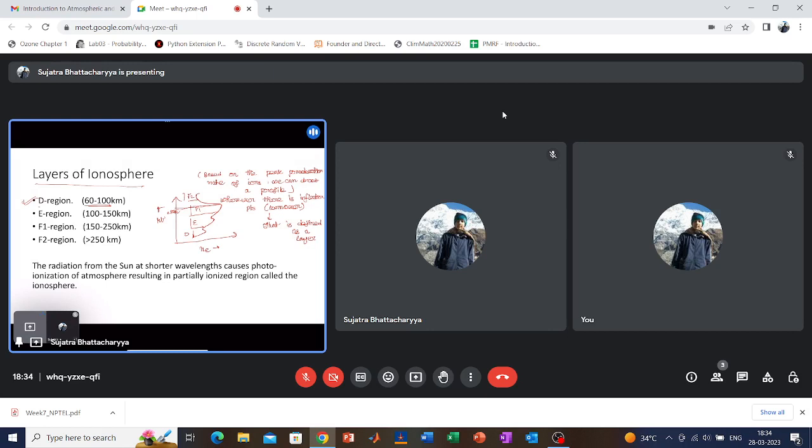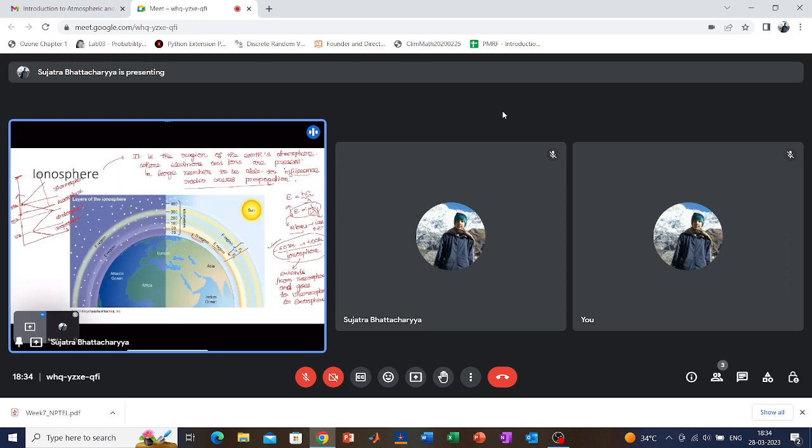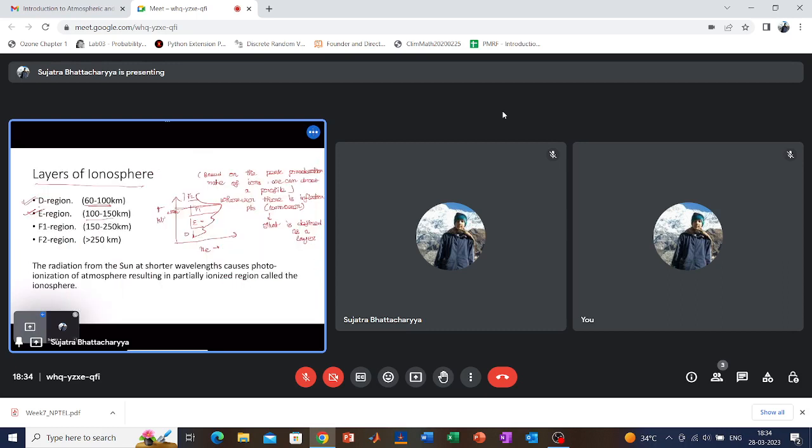Fine, 60 to 100 kilometers. Next is the E region, just above this one, which is 100 to 150 kilometers. You can refer to this particular diagram as well. This one, 100 to 150 kilometers, is the E region. And after that, the F1 region occurs, which is 150 to 250 kilometers. Between F1 and F2, there is a height of 250 kilometers. At this height, the production peak is maximum.